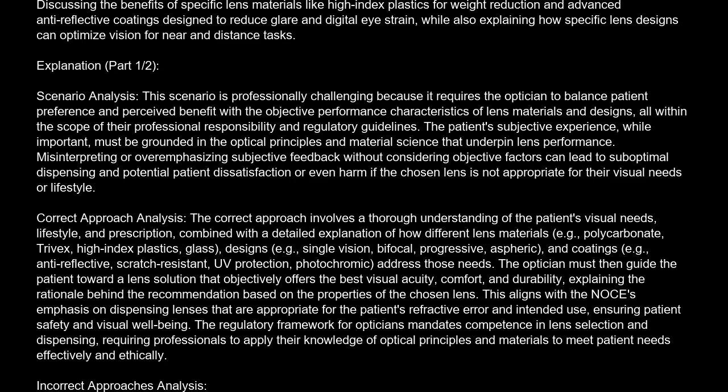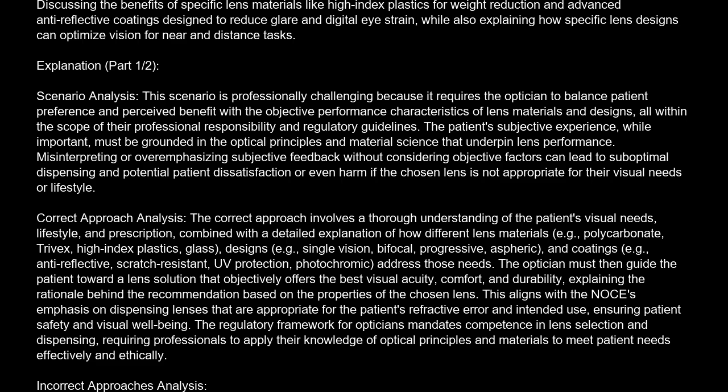The correct answer is B. Discussing the benefits of specific lens materials like high-index plastics for weight reduction and advanced anti-reflective coatings designed to reduce glare and digital eye strain, while also explaining how specific lens designs can optimize vision for near and distance tasks.